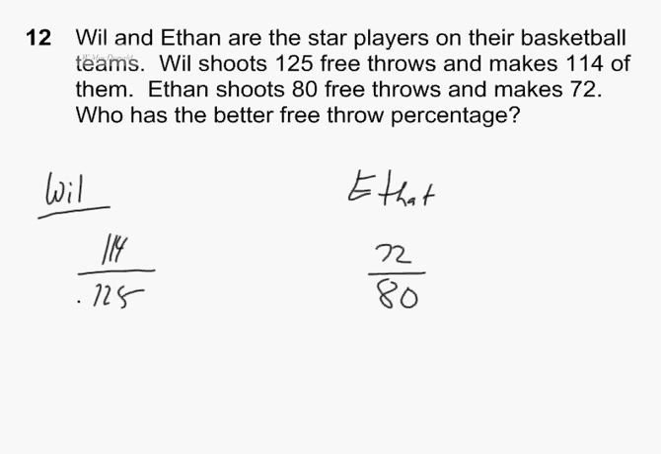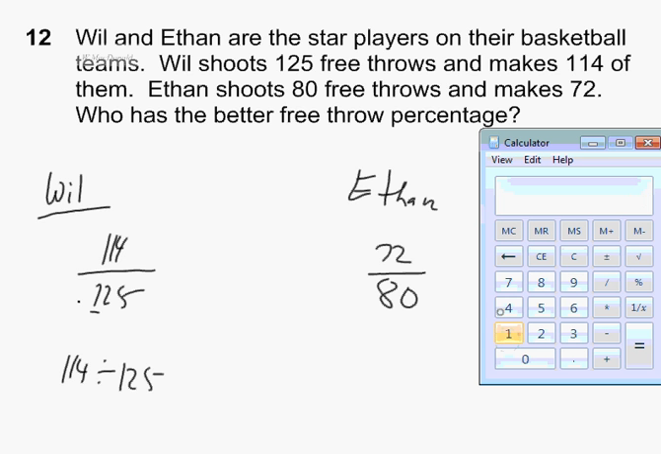So the first thing we had to do was realize that we have two fractions to start with. Will has 114 out of 125, and Ethan has 72 out of 80. So I'm going to use my calculator. I'm going to change both of these to decimals by dividing my numerator by my denominator.